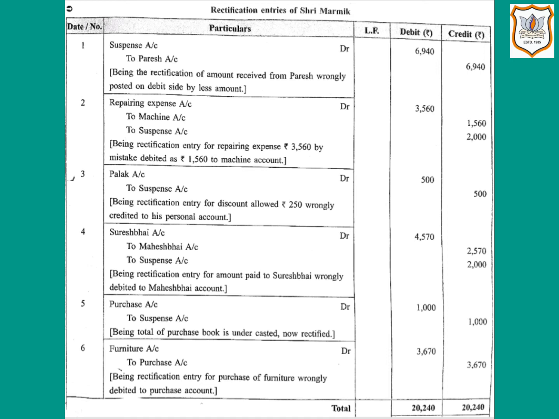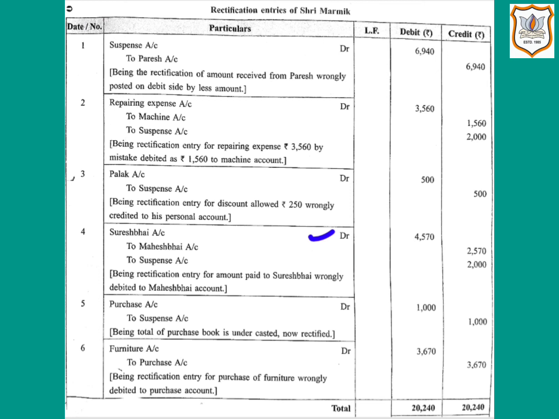Here, as it is given that 4,570 is paid to Suresh Bhai, so according to the rule of personal account, as Suresh Bhai is the receiver, Suresh Bhai's account should have been debited. So as per the principle of do what is correct, here Suresh Bhai account will be debited by rupees 4,570.